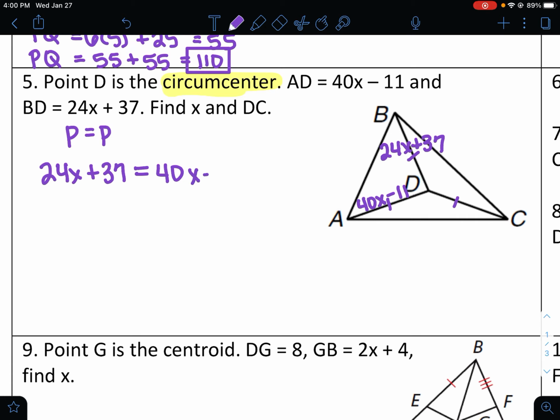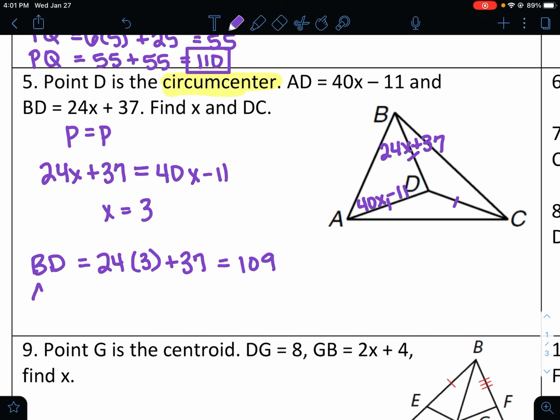All right, so we just make them equal to each other since it's part equals part. And we're going to solve for x. So in solving for x, we get x equals 3. All right, and then we plug it back in just to make sure we did it right and also to figure out the answer. So BD was 24 times x plus 37, and that was 109. And then for AD, that is 40 times 3 minus 11. And again, that is 109.